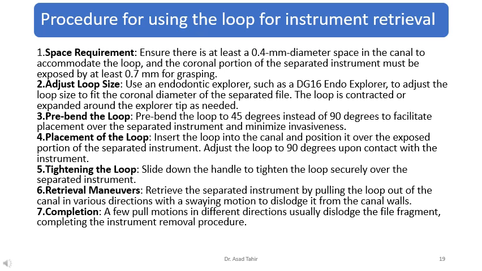Retrieval maneuvers. Retrieve the separated instrument by pulling the loop out of the canal in various directions with a swaying motion to dislodge it from the canal walls. Completion. A few pull motions in different directions usually dislodge the file fragment, completing the instrument removal procedure.